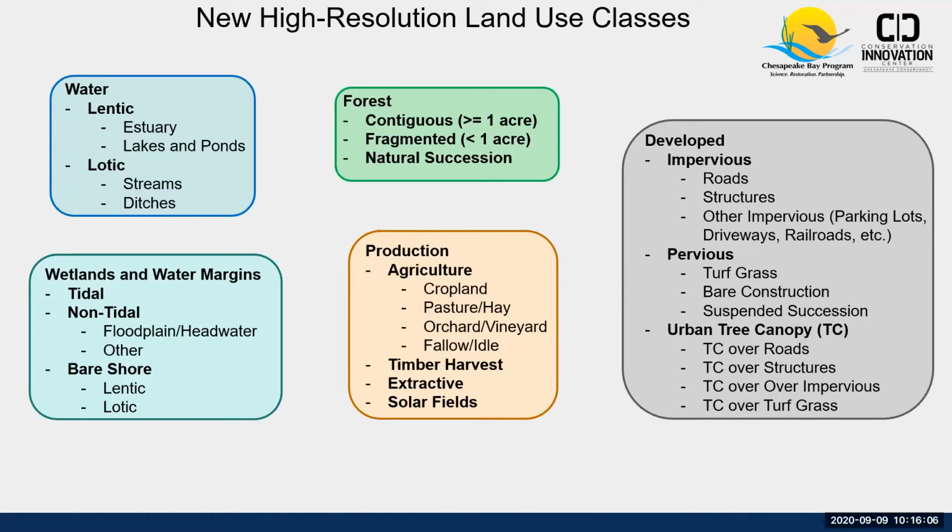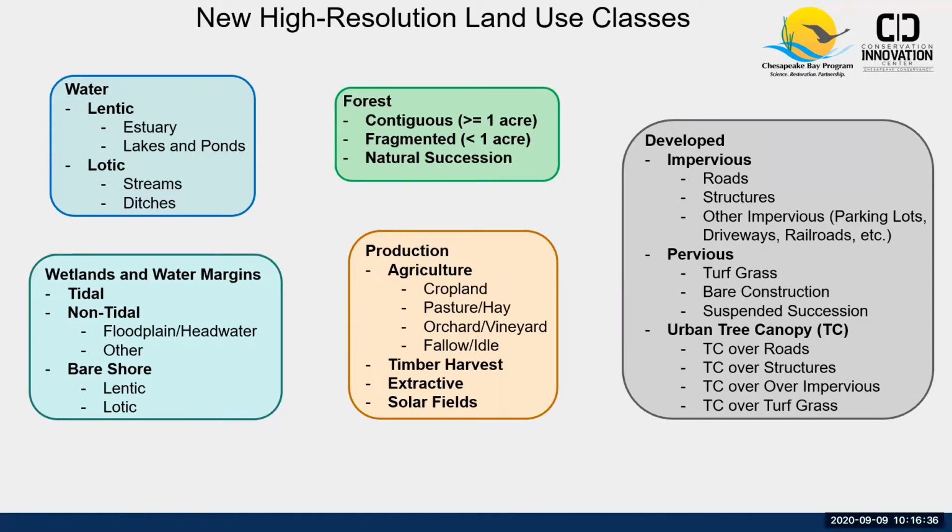Under forest, instead of just one forest class, we now have three. There's the contiguous forest, which is greater than or equal to 1 acre, fragmented forest, which is less than an acre of forest, and then natural succession. So this is vacant lots or abandoned mines where the vegetation is allowed to grow back naturally. Then we have the production category, which is the agricultural class, which then goes into cropland, pasture and hay, orchard and vineyard, and then the fallow and idle class.